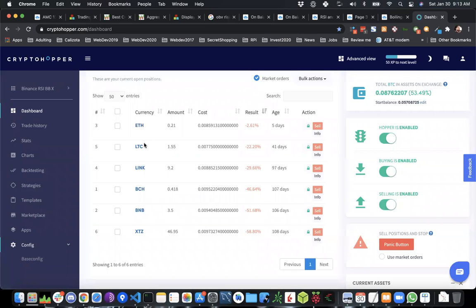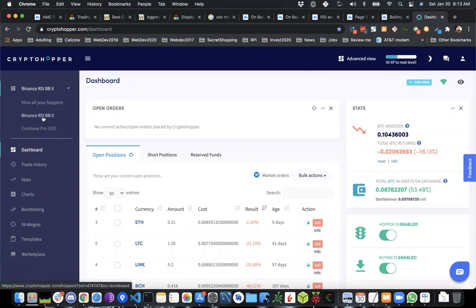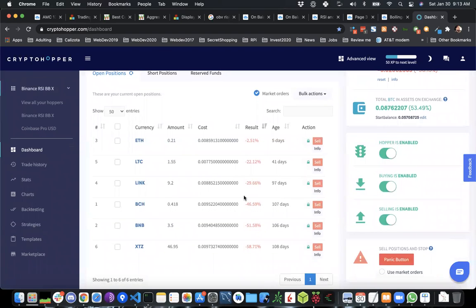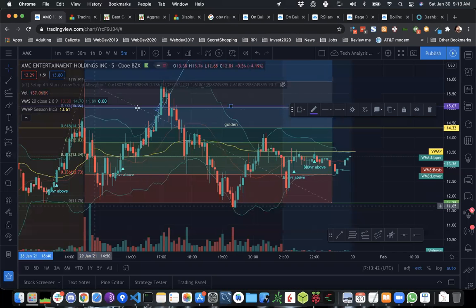So Ethereum's being traded, Litecoin's being traded, Chainlink's being traded, Bitcoin Cash, and whatever this one is, I forget. And then Tezos. Tezos is not performing well against Bitcoin. All of these results show how this particular coin is performing against Bitcoin, because my Binance is trading Bitcoins. Right now, most of these coins are underperforming, but that's okay, because Bitcoin, as we all know, will have its spikes and it'll flatten out.